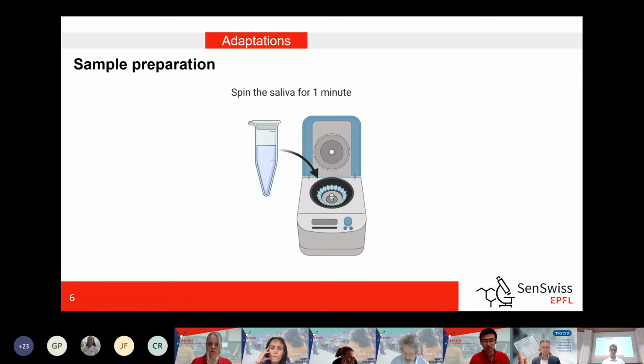Next, we also had to adapt to the sample preparation, because even though the basic technology had been shown to work on blood and PBS, it had never been tested on saliva. So to do so, what we did is we spin the saliva for 1 minute in order for the larger proteins, the mucins, to actually get centrifuged to the bottom, and we then use the supernatant for the analysis.